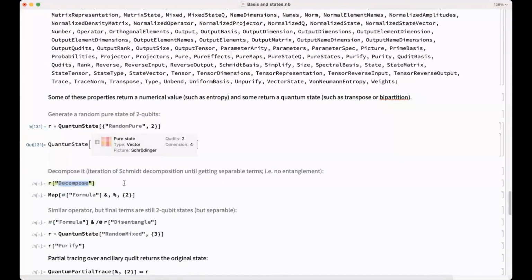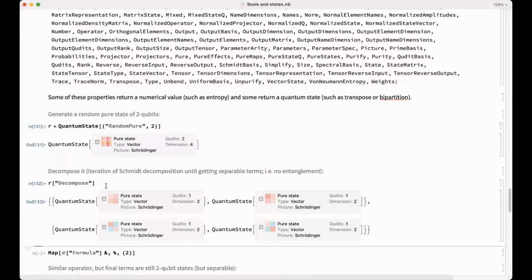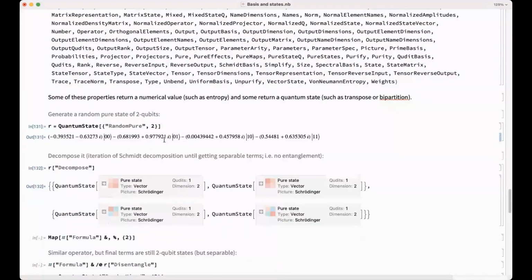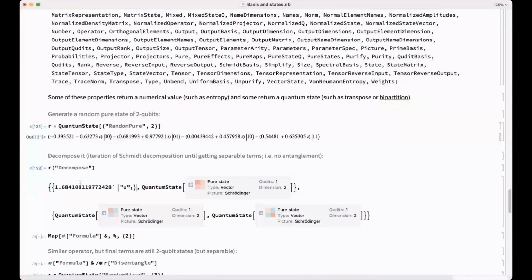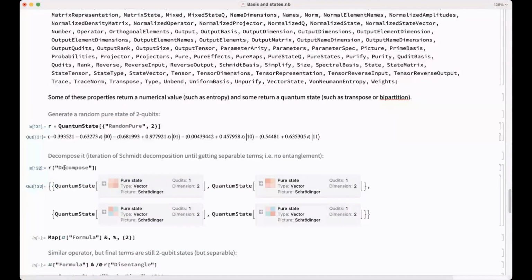Okay, decomposition. Well, decomposition is an interesting thing. It's a way of decomposing your state into pure or separable components, I would rather say. So if you have some random 2-qubit state like this, it looks like something inseparable inside of it, but you can decompose it into a sum of products.